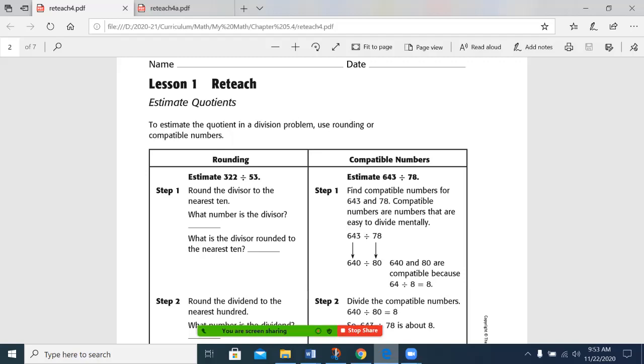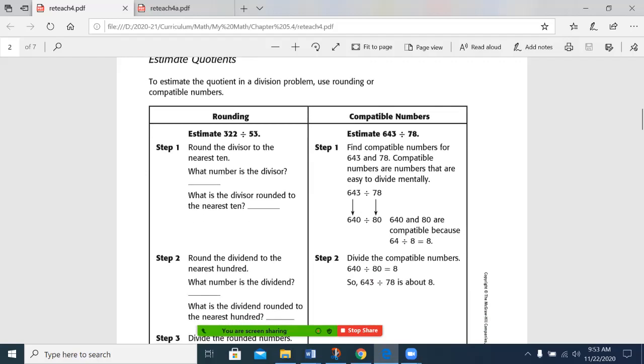All right, lesson 1, reteach. Estimate quotients. To estimate the quotient in a division problem, you use rounding or compatible numbers. Both of these concepts are meant to provide an easier way to complete the problems, and are only necessary when you don't need an exact answer. I request that you write things in as we go through them in this video so that you have the resource available to you. So if you need to go grab a document, pause the video and go grab it.